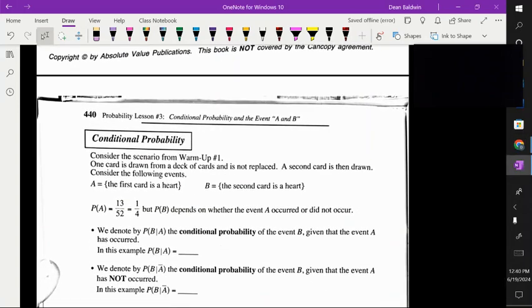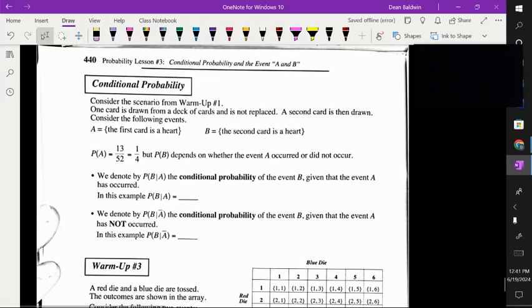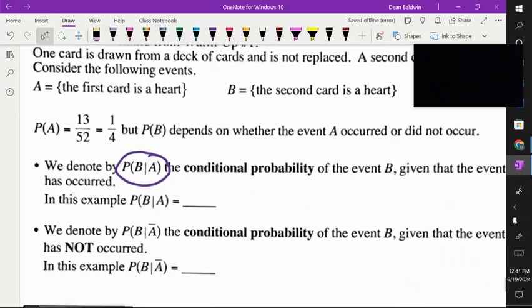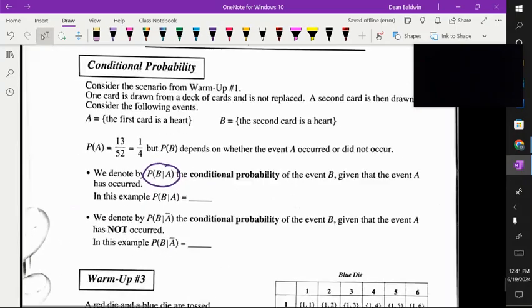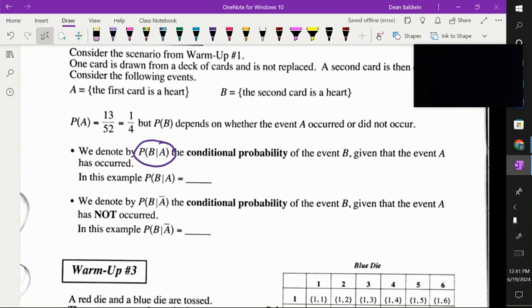All right. So now a bit of notation. The probability that we draw a heart, we're going back to the very first one, is 13 out of 52 or a quarter. So this symbol here, probability of B with the little line and then A, is called the conditional probability of event B. So it says the probability of B happening given A has already happened.